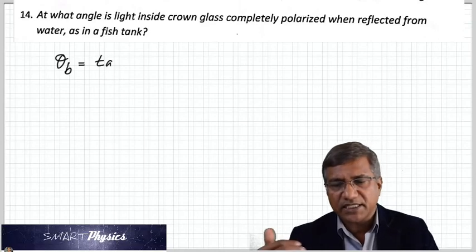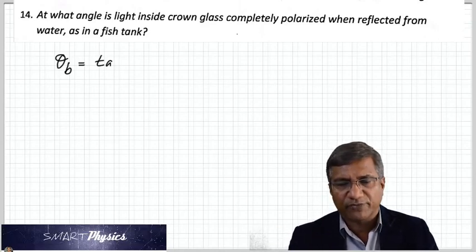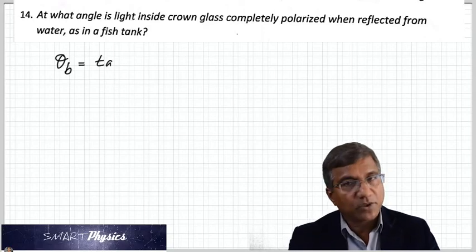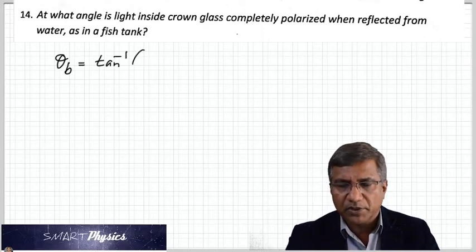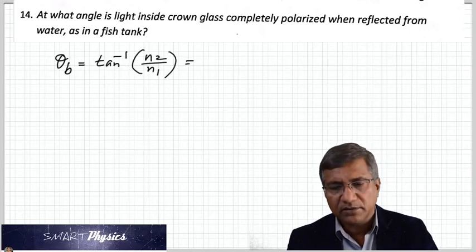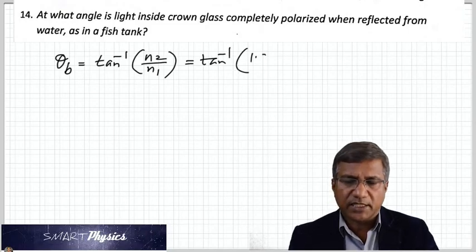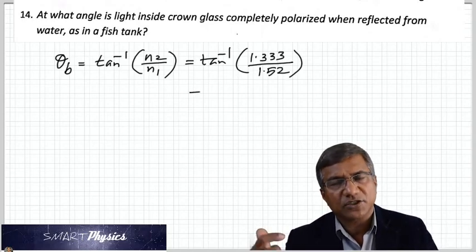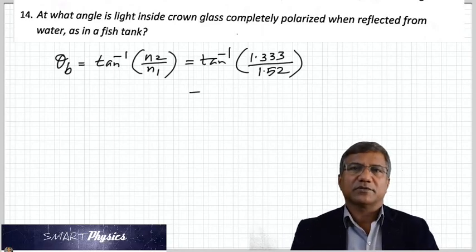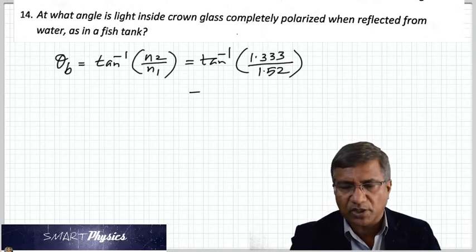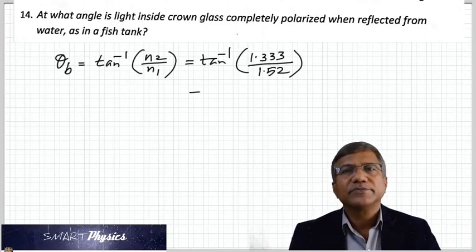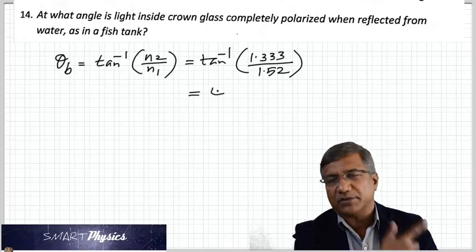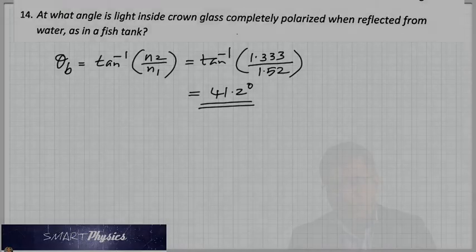At what angle is light inside crown glass completely polarized when reflected from water, as in a fish tank? Okay, so now once again you're finding the polarizing angle because it wants it to be completely polarized. Tan inverse N2 by N1, tan inverse 1.33 by 1.52. Why the other way? Because now light is traveling from glass into water. Okay, from glass into water. And it's N2 by N1, correct? So that's why you have 1.33 by 1.52, the opposite of what we did before. And you get 41.2 degrees.